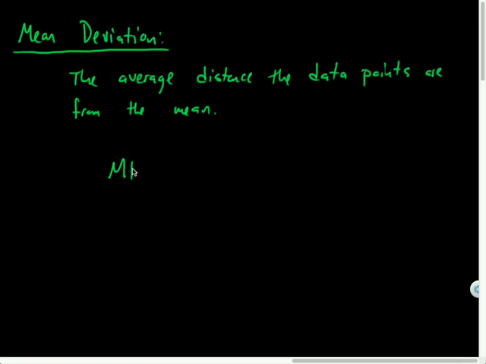Now calculating that is going to be a little bit weirder, but I'll give you a formula. So mean deviation is equal to, well, it's an average, so I'm going to have to find the sum and divide by the number of data points. So I'm going to multiply by 1 over n, right? That's dividing by how many data points I have. And I'm going to have the sum, starting with i equals 1 to n. So I'm going to go through each of my data points.